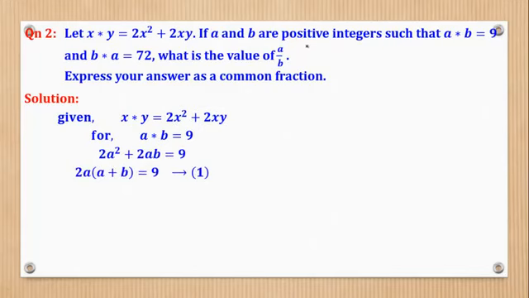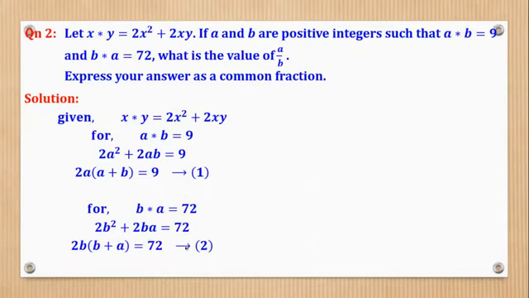What about the second part of b star a? B star a still, it means that your x becomes b and y becomes a. So where there is x, we shall put b, and where there is y, we shall put a, to come up with this. Then you realize that 2b is common, so pull it out to come up with equation 2. Now the value they want is for a over b.